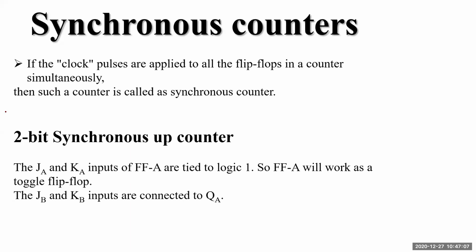So now the same thing I have written here. If the clock pulses are applied to all the flip-flops in a counter simultaneously, we call that kind of counter a synchronous counter. So now, if a 2-bit synchronous up counter has to be designed, usually you will be using JK flip-flops, or else you can use T flip-flops also. Why? Because we know how to modify one flip-flop to another flip-flop.